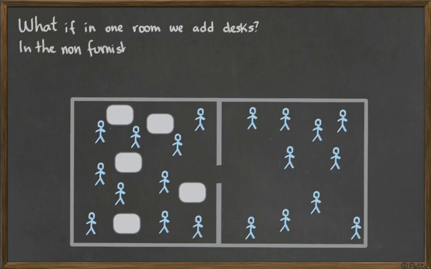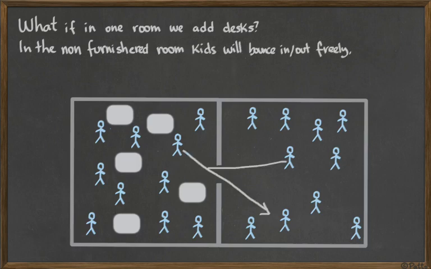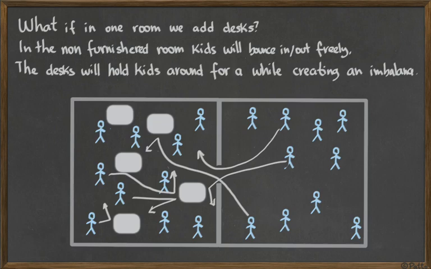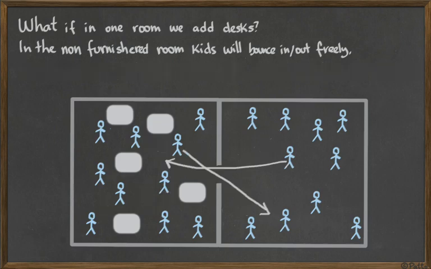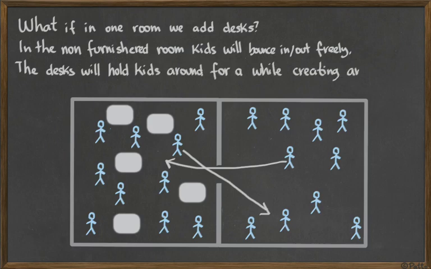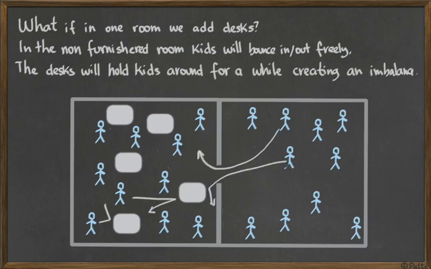In the non-furnished room, the kids will bounce freely and at will. So they will end up eventually moving to the left room, and the same goes for the right room. But as a result, here, what will happen then? The desks hold the kids around for a while.